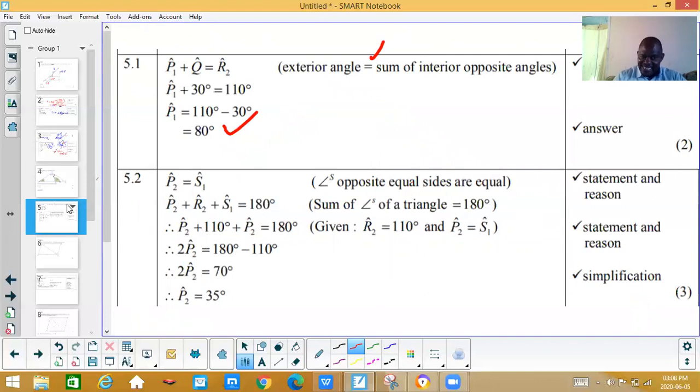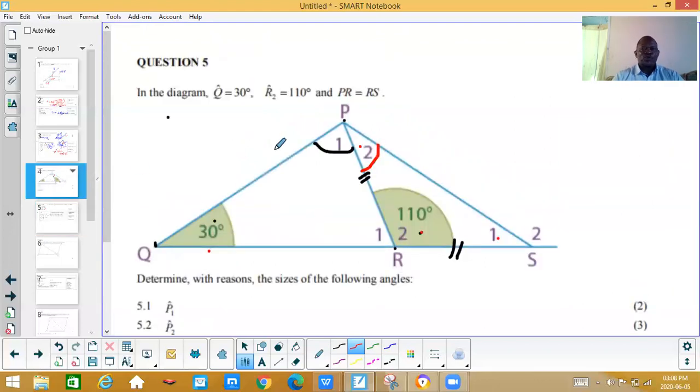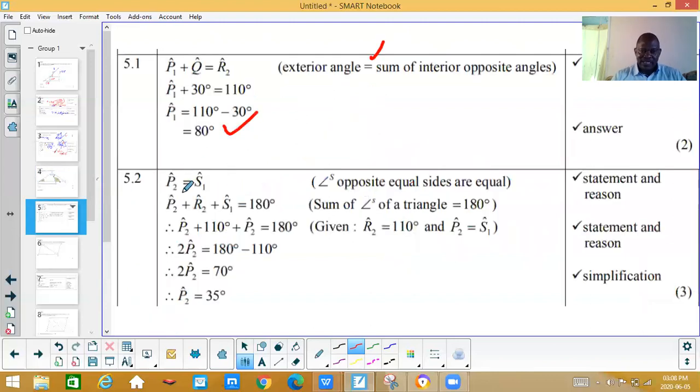Because here, there is a trick. When you look at this one, you may just conclude that PRS is an isosceles. You don't say it's an isosceles unless you have proved it. The most appropriate reason that you are supposed to give here: P2 is equal to S1. Angles opposite equal sides are equal. That is the reason, and this will continue.